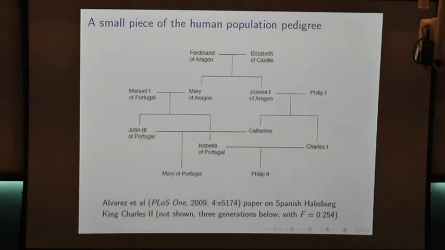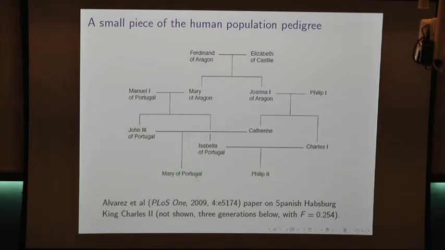So that's a problem, actually, because we just averaged over the pedigree. And in truth, we got a probability for every generation, but it's not true. It's just not true. So here is a small bit of the human pedigree. And it is part of the Spanish Habsburg royal family. And King Charles II, who's not shown in this, would have been three generations below here, and the paper I'm citing here has a big pedigree of his family. He was the end of the Habsburg royal family, because he couldn't function. He could not rule, because he was super, super inbred and had a lot of problems as a person.